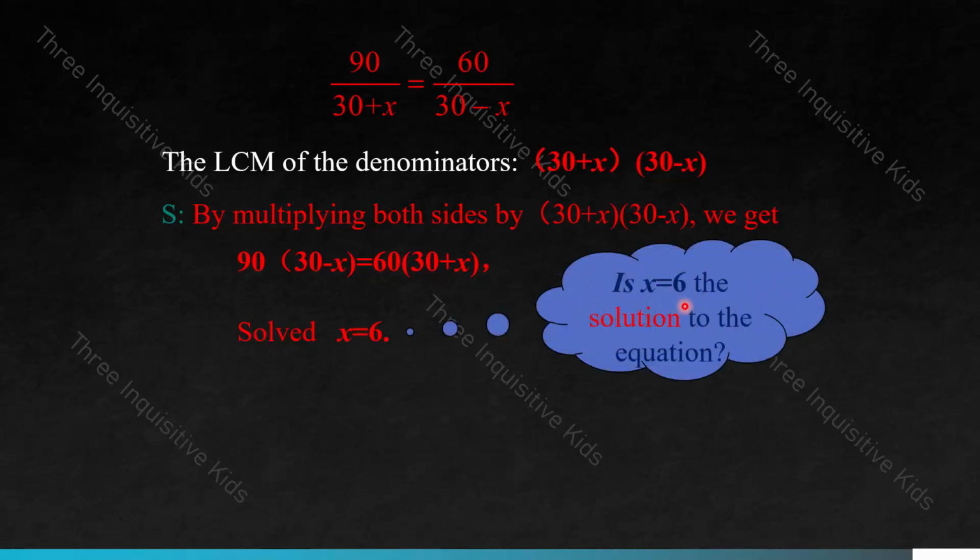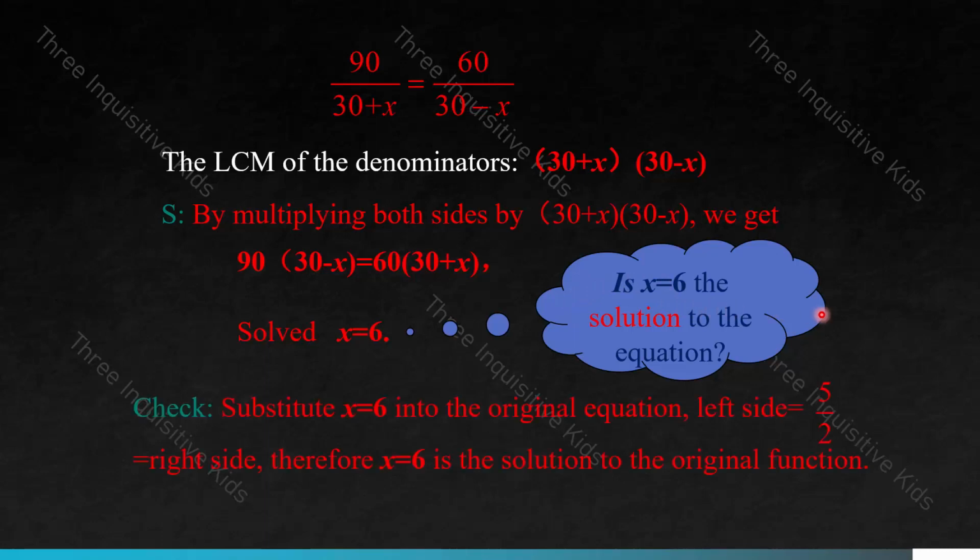So, is x equal to 6 the solution to the equation? How can we be sure? Well, after solving, we still need to double check. By substituting x equal to 6 into the original equation, the left side becomes 5 over 2, which is equal to the right side. Therefore, x equal to 6 is the solution to the original equation.